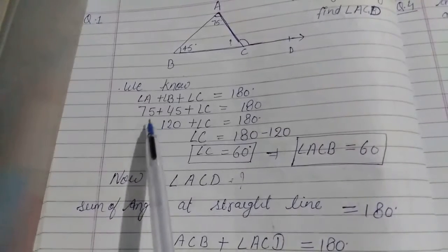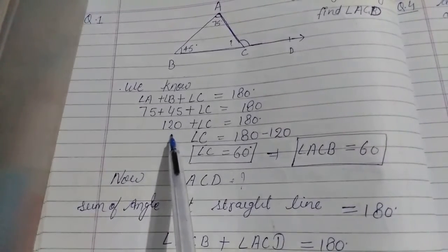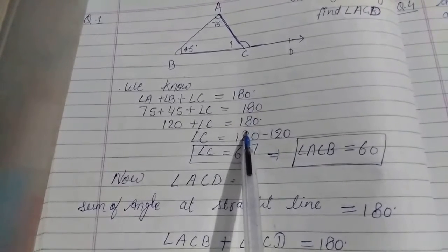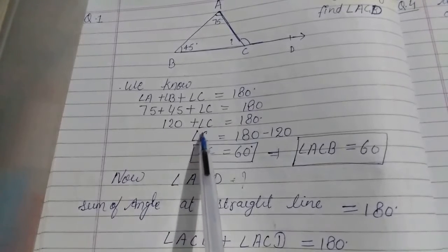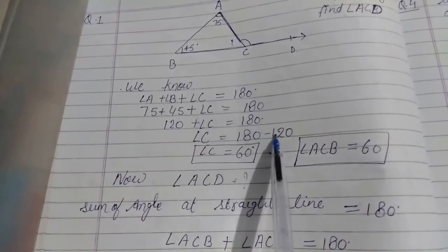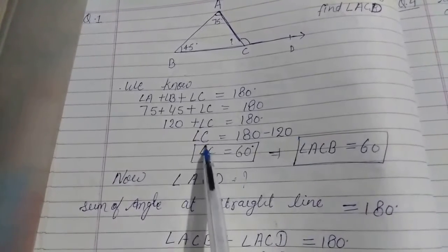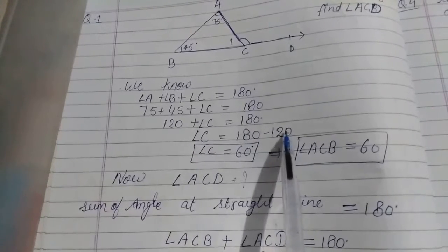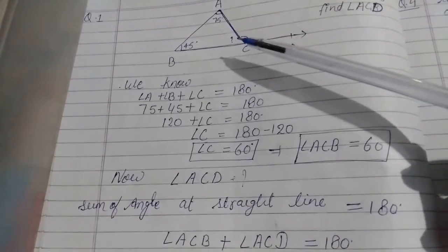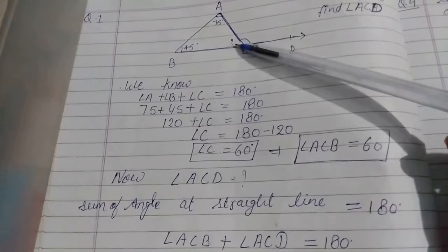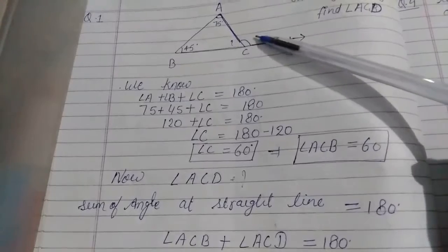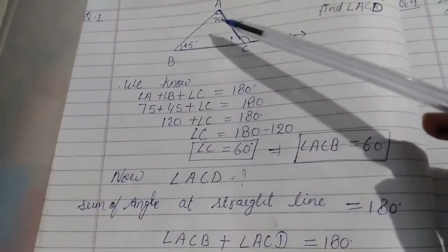Now here 75 plus 45 is equal to 120. Angle C is angle C, 180 is 180. Now we will shift the value. This 120 will shift to the right side, so this will become minus 120. Now angle C is equal to 180 minus 120, that means C is equal to 60 degrees. So what have we found? We have found this angle C. This is the interior angle, and we have to find the exterior angle ACD, not ACB.